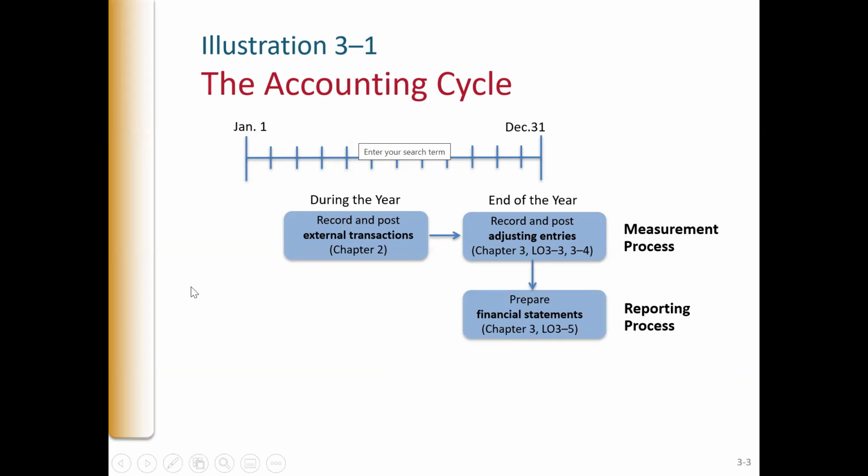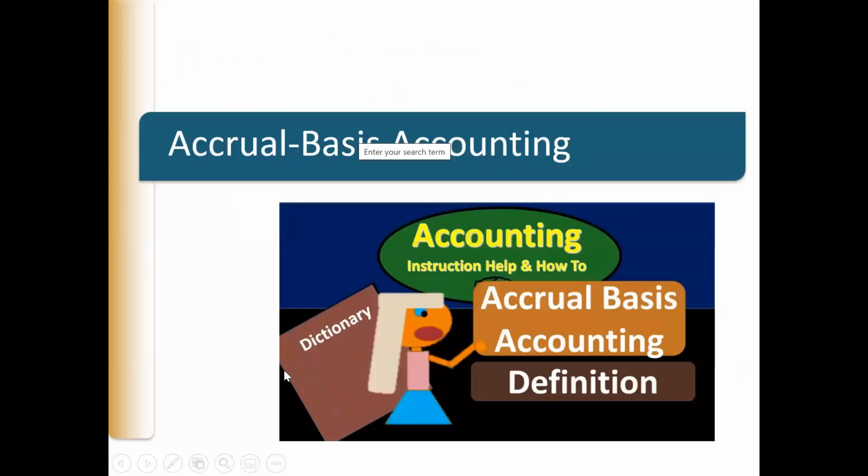So these adjusting journal entries are going to make the financial statements more accurate. After we prepare these adjusting journal entries, we then will prepare financial statements. Then we're going to talk about something called closing entries, where we're going to close out the books so we can start the next period fresh. Then we will learn how to do what's called a closing trial balance.